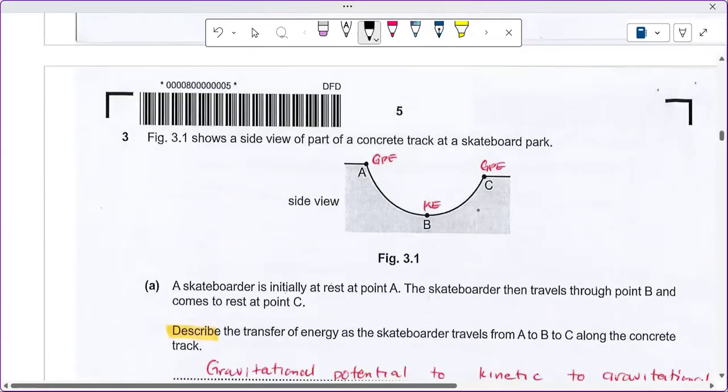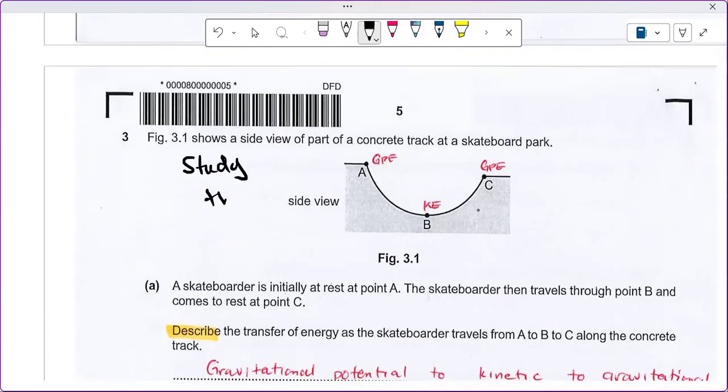Then here, I always tell you as students, before you answer the question, study the figure. See what the figure is telling you. You're told figure 3.1 shows a side view part of a concrete track at a skateboard park. And you are given points A, B, and C. Then we said, when an object is placed at a height, it possesses what we call gravitational potential energy.